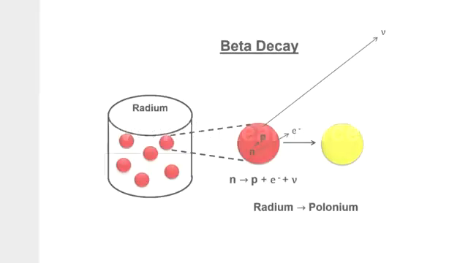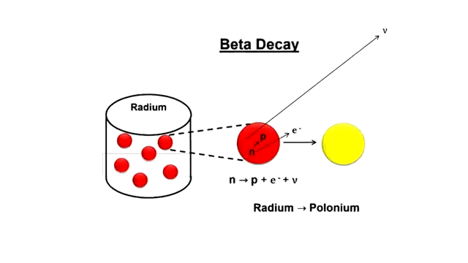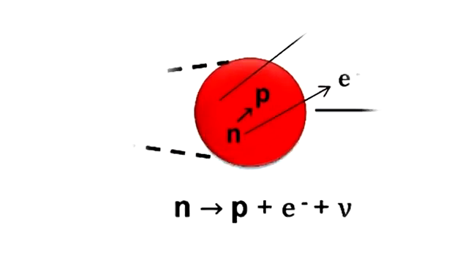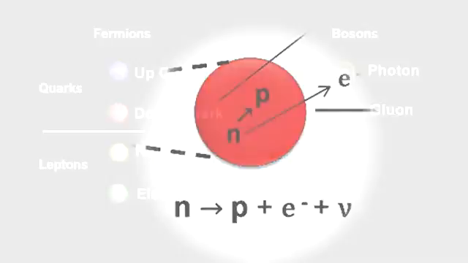The weak nuclear force, or weak interaction, is responsible for radioactivity. For example, beta radiation ejecting electrons and neutrinos. It's the force that turns a neutron into a proton.